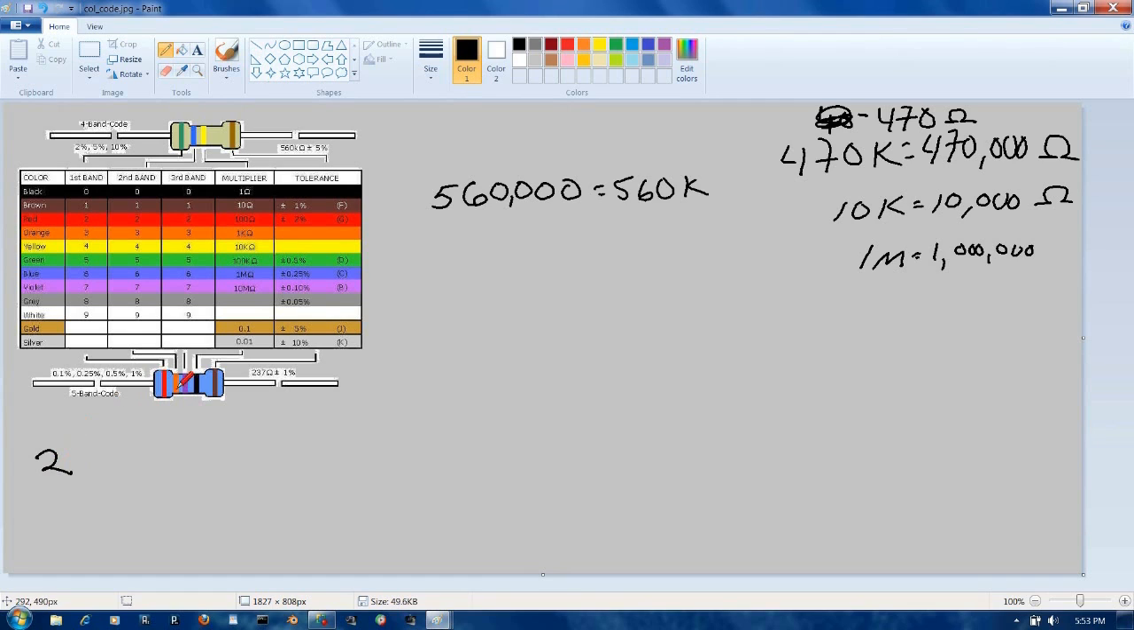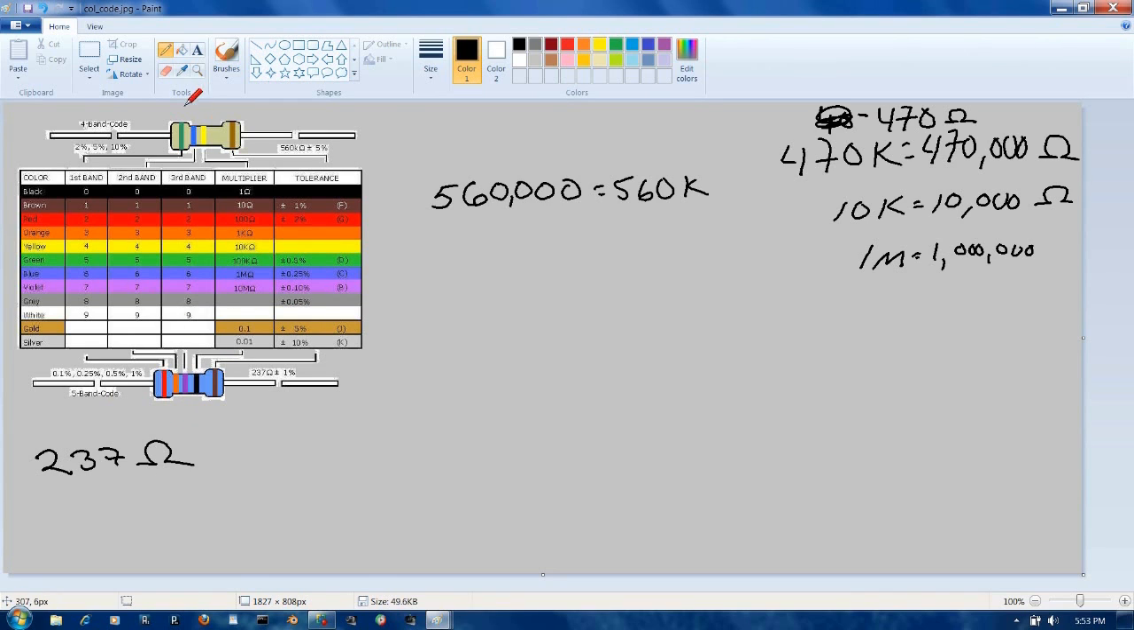Red, which is 2. Orange, which is 3. Violet, which is 7. And black, which is 0, or times by 1. So 237 times 1 is 237. Or you add 0 zeros. It's 237 ohms. If that was red, we would add 2 zeros. If it was orange, we would add 3 zeros.